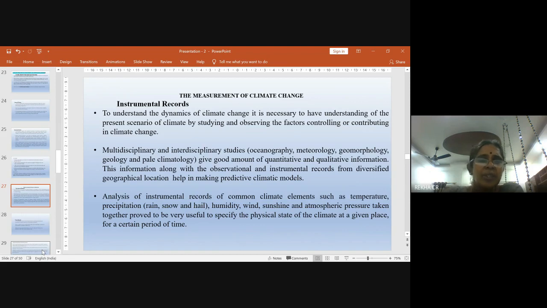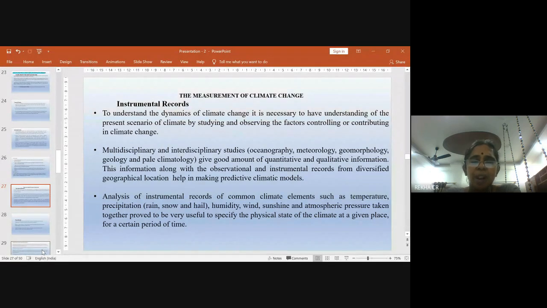So how to measure this climate change? There are a number of instrumental records. In order to understand the dynamics of climate change, it is important to understand the present scenario of climate by studying and observing the factors controlling or contributing to climate change. So a number of interdisciplinary means, the different disciplinary studies like oceanography, meteorology, geomorphology, geology, and paleoclimatology, all give a good amount of quantitative and qualitative information. This information, along with the observational and instrumental records from different locations, helps in making climatic models.